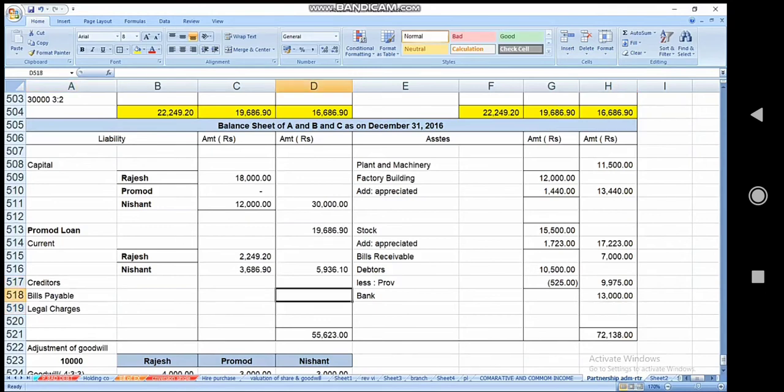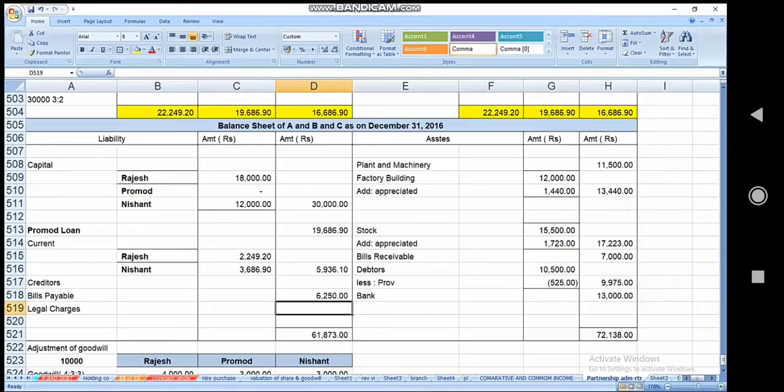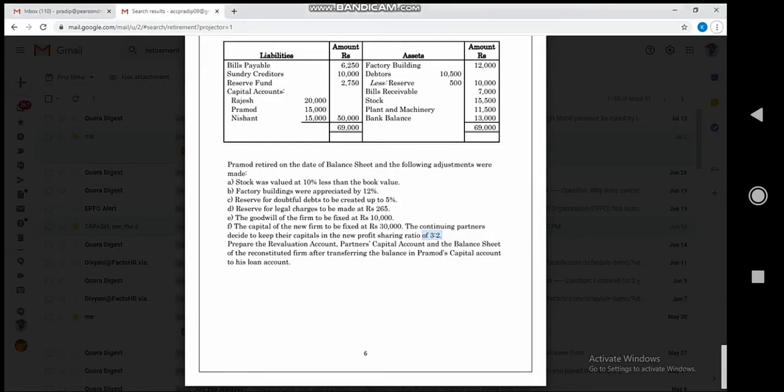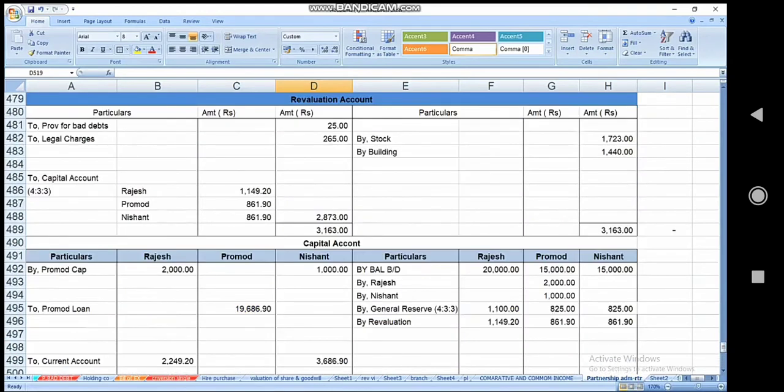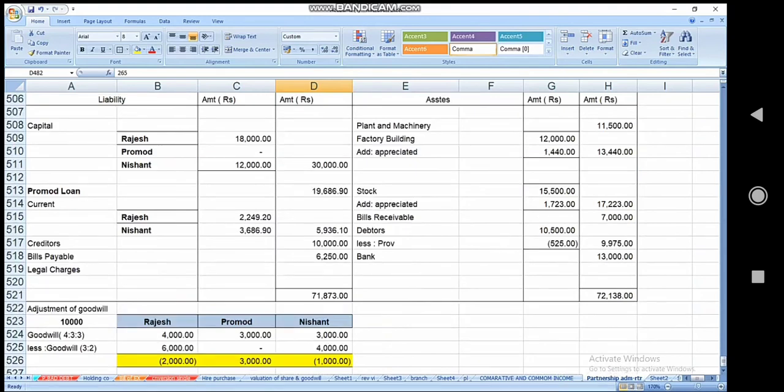Now move to the liability side. On the liability side, the capital is made, the current account is also transferred, the creditors, bills payable, and the legal charges. The legal charges 265 is an adjustment, and it will also be transferred from revaluation directly to the balance sheet. Because it is a liability, we have to show it as a liability. So our total balance sheet matches. See, 72,138. Here the assets and liabilities match.